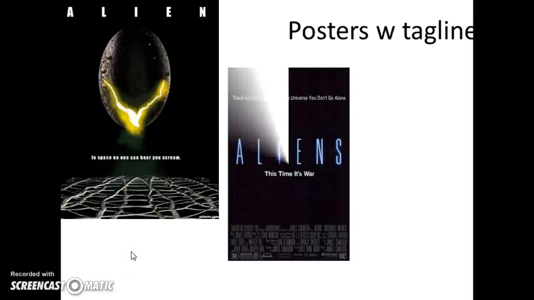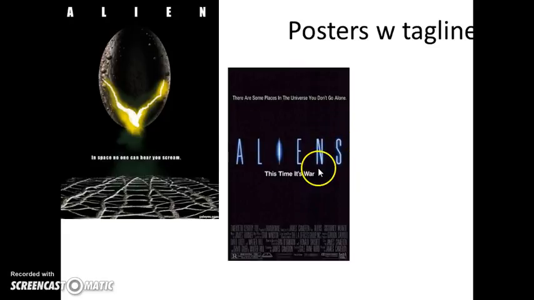Let me show you a couple of other posters. All right, so this one is a movie from the 70s. It's called Alien. Again, you could see that it's got the title, it's got a graphic image, and the tagline: In space, no one can hear you scream. I hope you get a chance to watch Alien. It is a very, very well done movie.